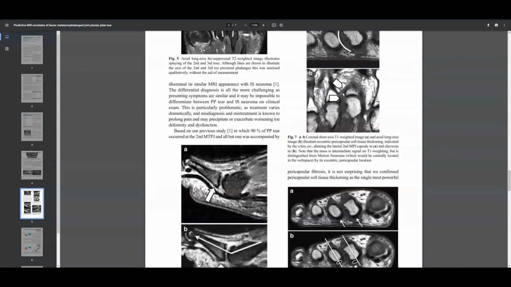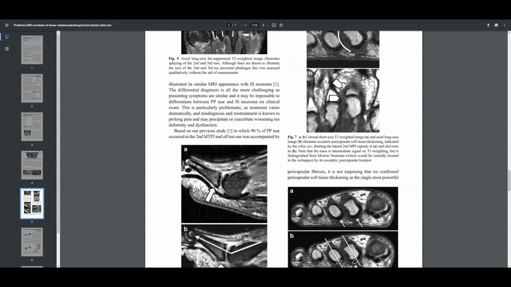And that was one of the most important additions to the literature, the differentiation between what it meant to have a pseudoneuroma and what it meant to have an interspaced neuroma. And it's important to differentiate. They point out that it's particularly problematic as treatment varies dramatically and misdiagnosis and mistreatment can cause prolonged pain. And forefoot dysfunction is something that we encounter clinically over and over again.